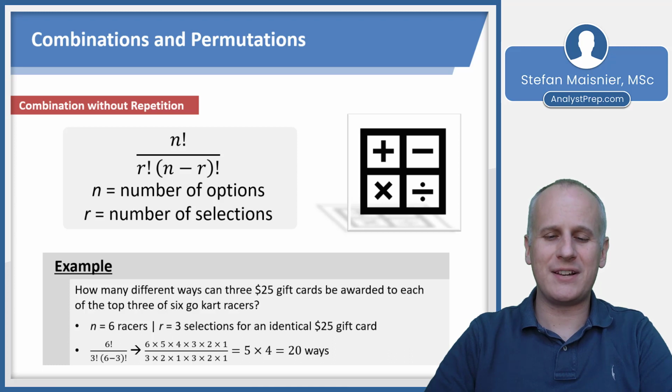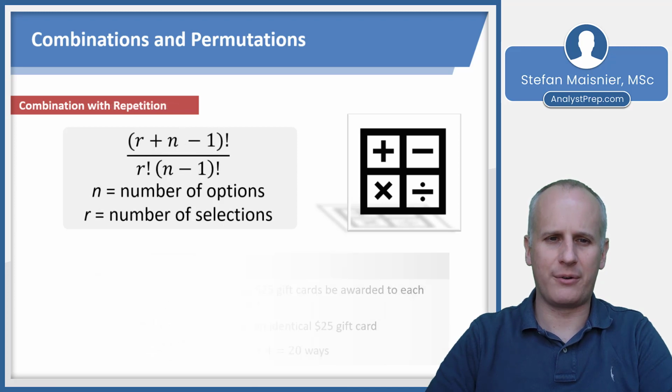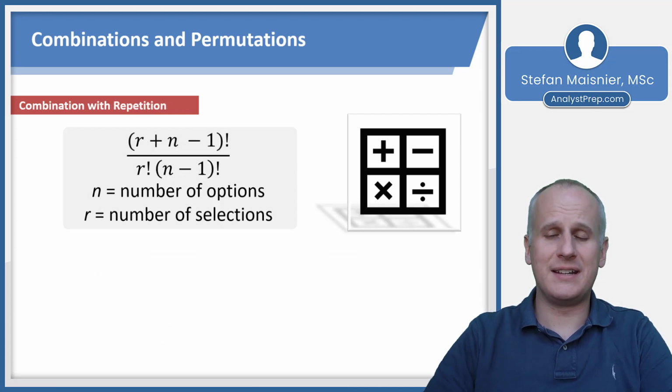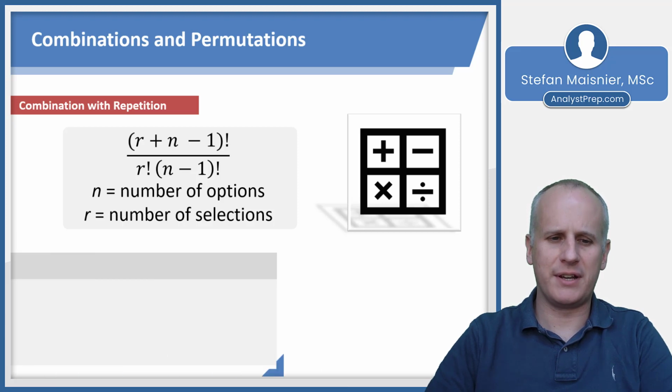Leaving only 5 times 4, or 20 ways, that the three $25 gift cards could be awarded to the top 3 of 6 go-kart racers. Then we start to get into the most complex, which is a combination where repetition is allowed. And the formula here is the quantity r plus n minus 1 factorial divided by r factorial times n minus 1 factorial. And once again, n is the number of options, r is the number of selections.